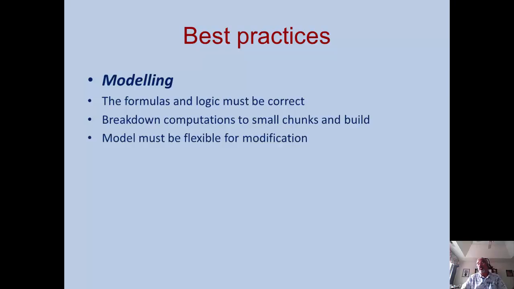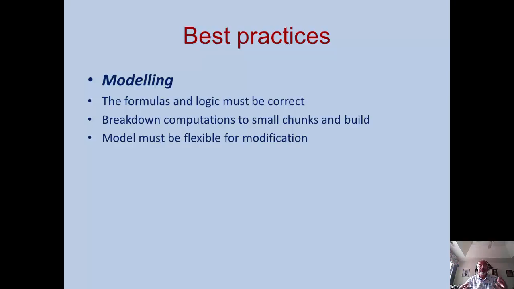So the model must be more flexible for modification. You don't want to make it very rigid in the sense that you put the numbers themselves. If you have inputs, don't use the input numbers in formulas. And when you do that, then the model becomes very rigid for that particular input values only. So you have to put the input values in cells and use cell addresses in the formulas, and that way it becomes more flexible.